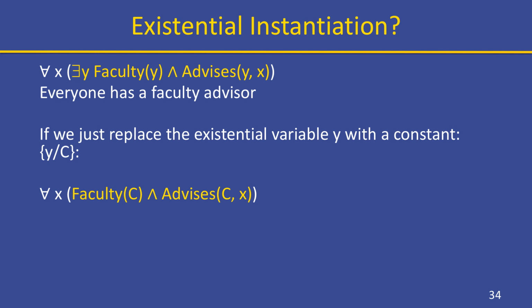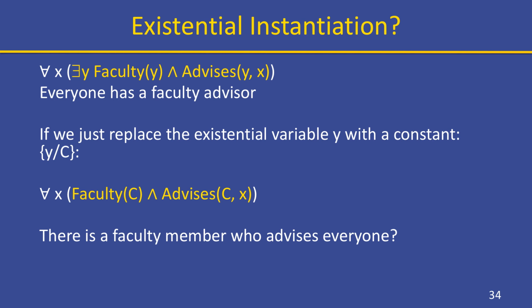Does this sentence have the same meaning as the one at the top? And the answer is no. This sentence means that there is a faculty member, a single faculty member, who advises everyone. So the two sentences obviously do not mean the same thing. They cannot be equivalent. The second sentence cannot be entailed by the first one.